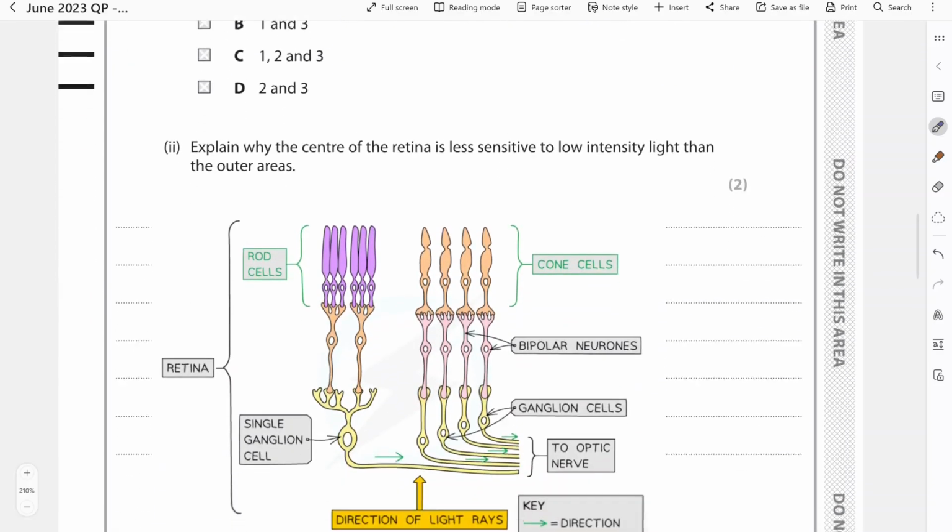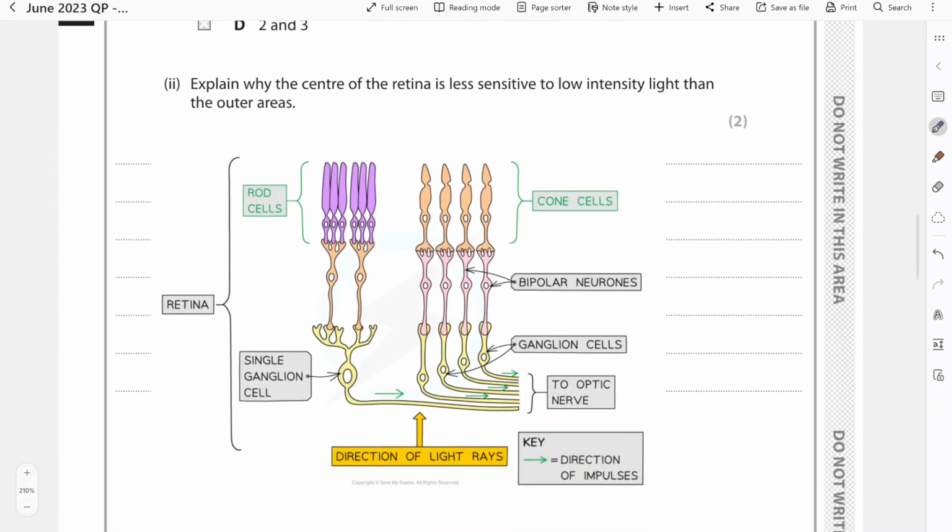Alright, I've just kept this diagram here, but let's go over part 2. Explain why the center of the retina is less sensitive to low intensity light than the outer areas. When it says the center of the retina, it's referring to the fovea. Any light that lands on our fovea creates the sharpest image. The fovea is where you'd have the highest density of cone cells.